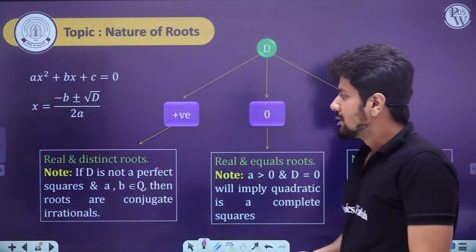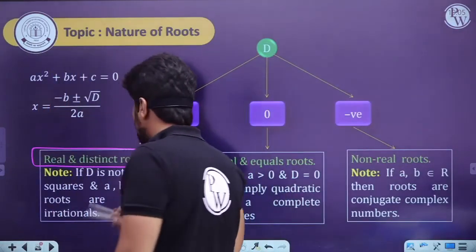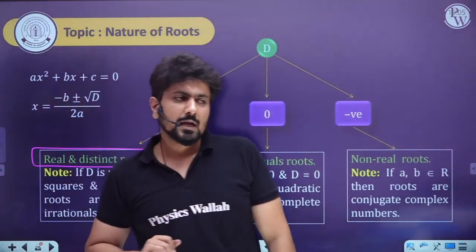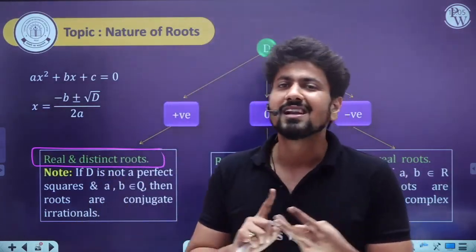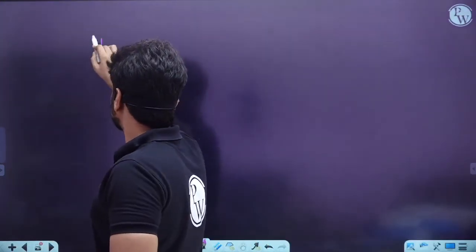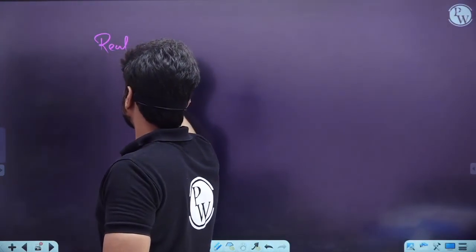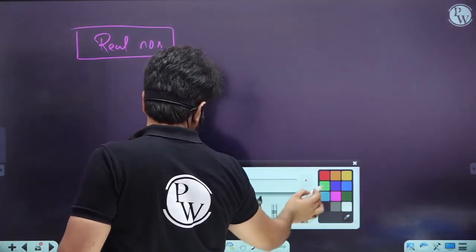Now see guys, if I am talking about real roots, what are real numbers? Do you know that? In real numbers, we have integers, we have rational, we have irrational. Real numbers consist of two things. Real numbers has two children.